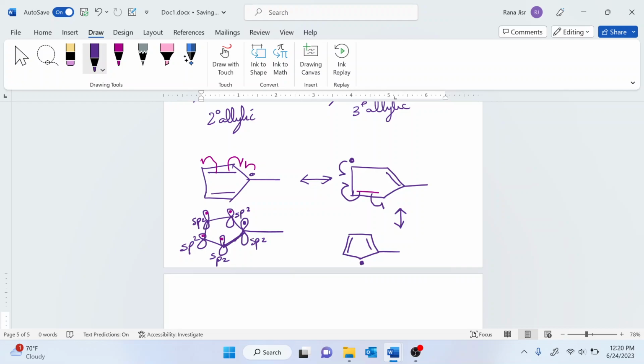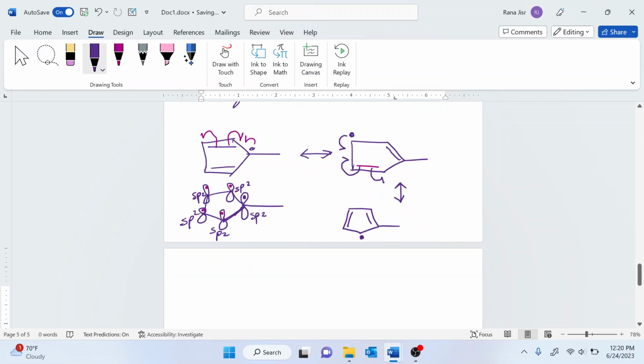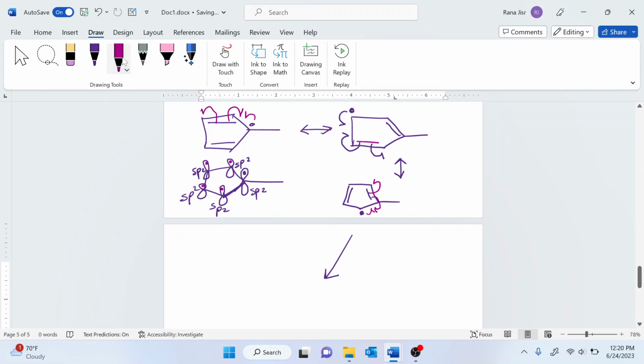You keep doing your resonance movement until you get the structure that you start with. So if I continue my resonance over here, then this electron is going to come and bond with this electron, and this is going to be a free radical. So you're going to end up having a different resonance structure in here. The reason why it is a different resonance structure is because your free radical is on a different carbon. So now you have your free radical on this carbon, your double bond is here, and your double bond is here.